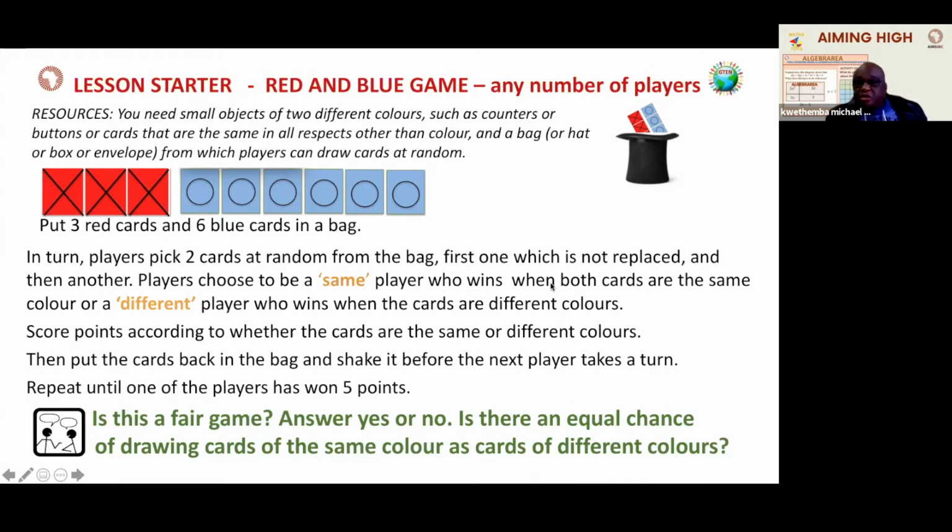Remember, we are still going to play some more games of a similar nature. Here we have 3 red and 6 blue. What happens if we say maybe 5 red, 5 blue? We keep on thinking, is this a fair game or not? Let's move on.